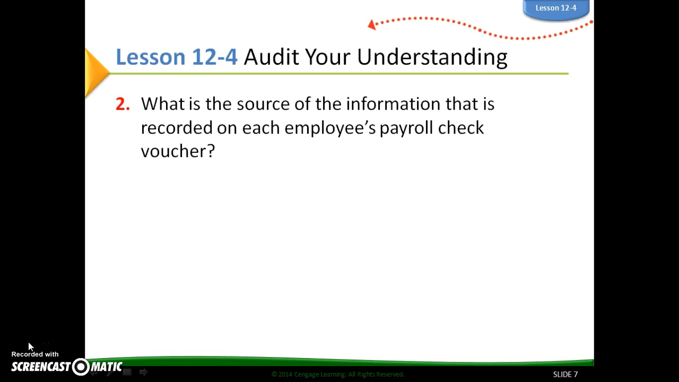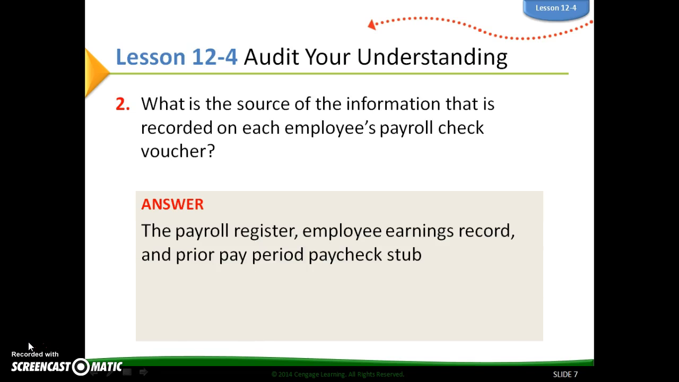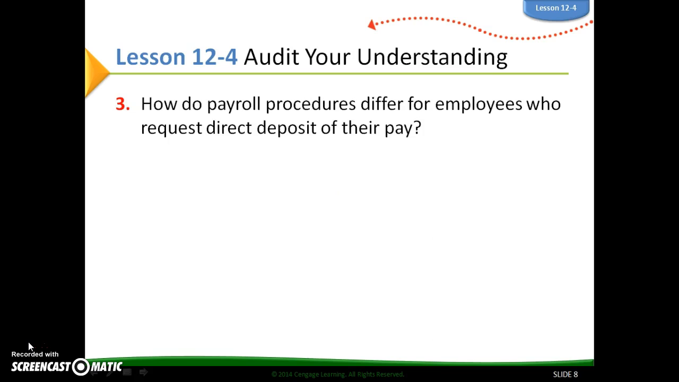What is the source of the information that is recorded on each employee's payroll check voucher? And this is really important as we think through what's going to be the source document that we're going to use to generate payroll. That's going to be the payroll register or the employee earning record, and then any prior paycheck stub records as well. Those prior paychecks, that's how we get to our year-to-date information. That payroll register records all of our payroll for the pay period, and then the employee earning record gives us specific information per employee.